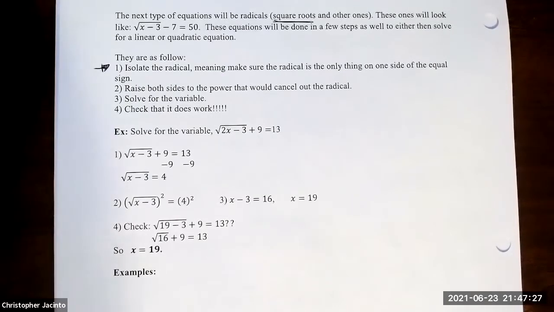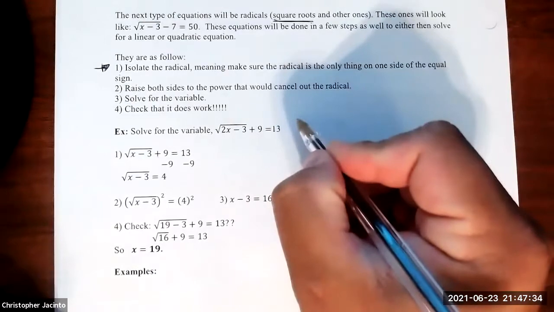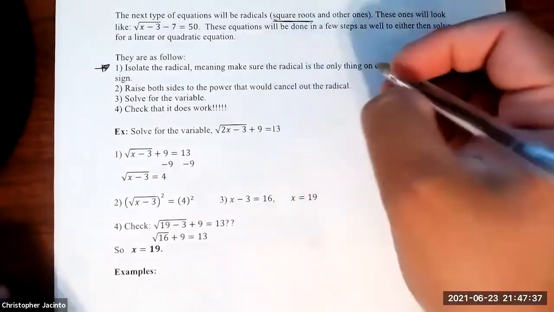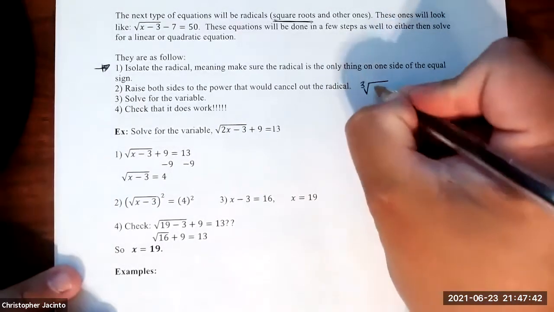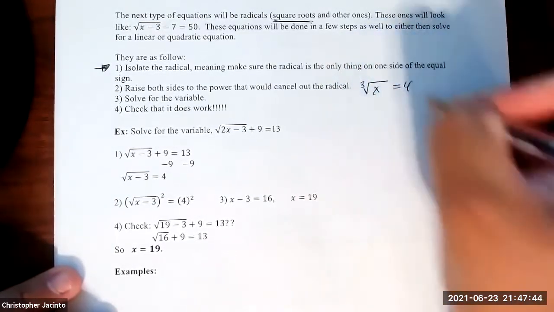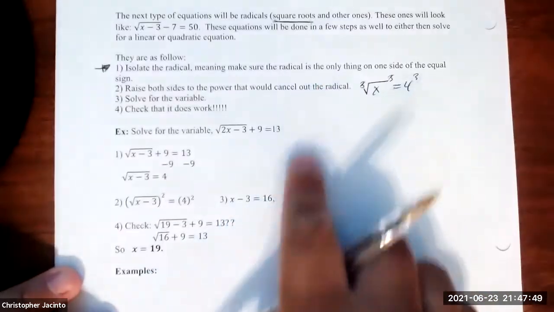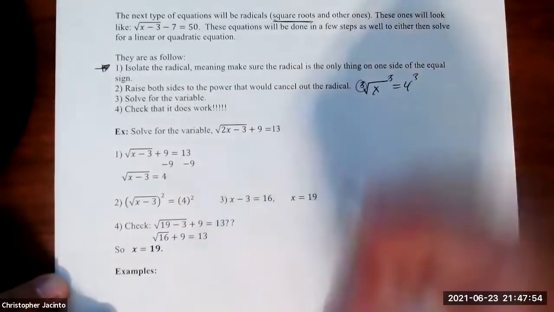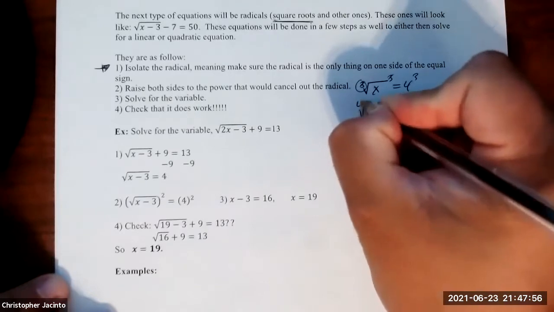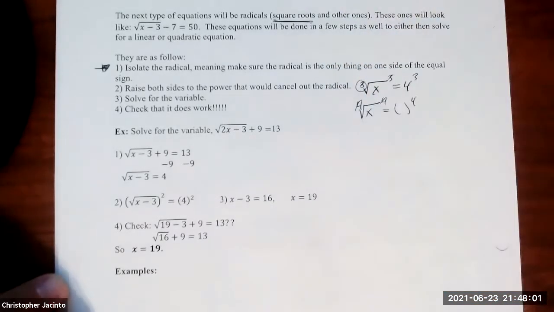Step two is we're going to raise both sides to the power to cancel each other out. So if it's a square root, we're going to square both sides, meaning everything gets raised to the second power. If it has a 3, like on a question like this on your quiz, you would raise it to the third power to cancel that. You have to raise it to the same power you have there. So if it's the 4th, you would raise both sides to the 4th power to cancel that out.